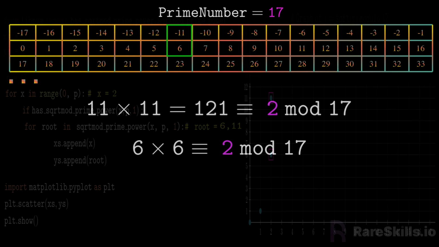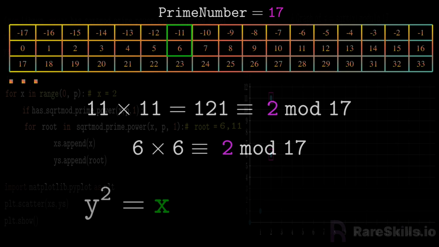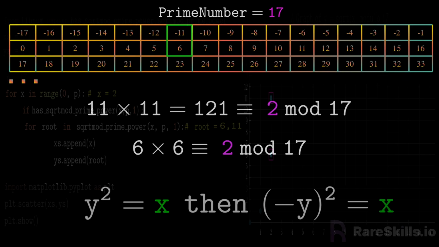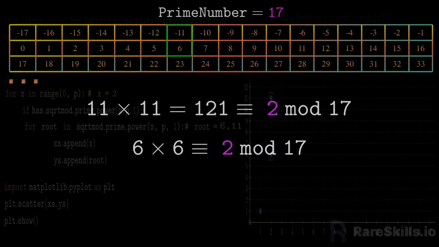In general, if a number y is a square root of a number x, then negative y, or the additive inverse of y, will also be a square root of x. Therefore, we plot both 6 and 11.